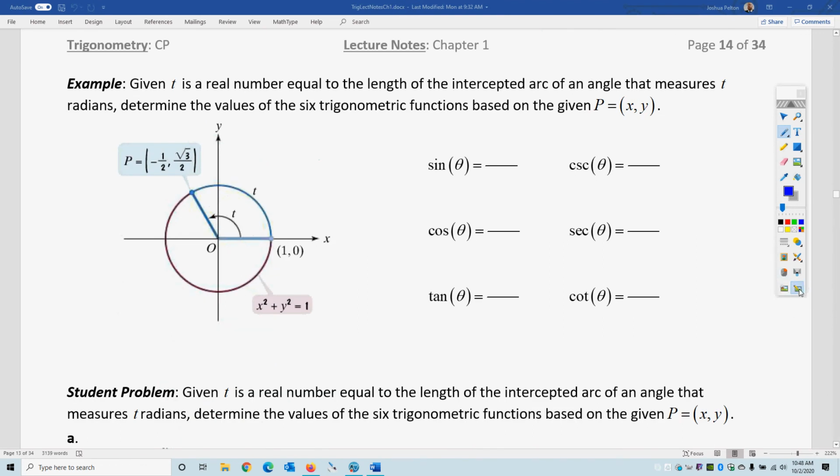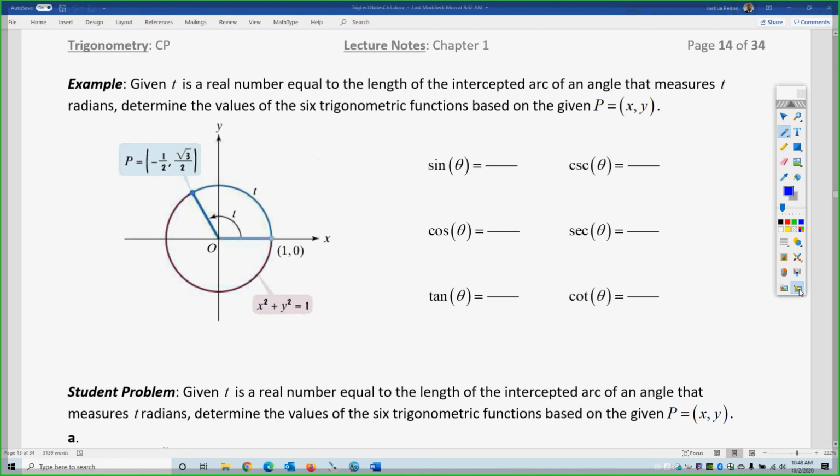So let's say we have a coordinate on a unit circle given to us by an angle, and that coordinate is negative 1/2 comma root 3 over 2. So that is our cosine comma sine, which is our x and y value. Sine is defined by the y value, which is root 3 over 2. The cosine is defined by the x value, which is negative 1 over 2. And those x and y definitions are on page 1.